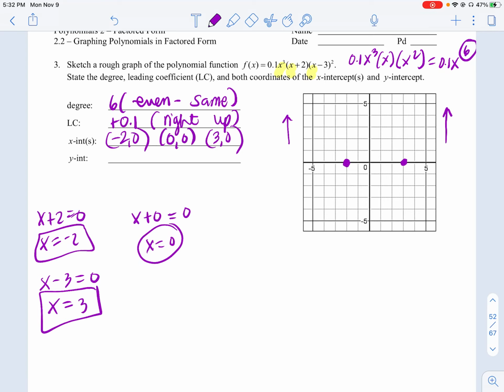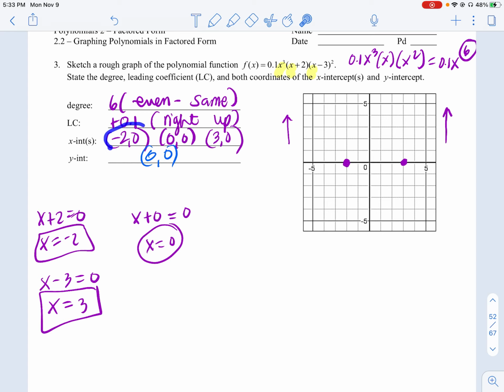What I mean is that every time you just see an x squared, an x cubed, or just an x, not x plus 2, not x plus 3, just x, that means you have an x-intercept at the origin. And because I have an x-intercept at the origin, my y-intercept automatically would be 0 comma 0. Even if I plug in 0, I will still get 0. So it doesn't matter.